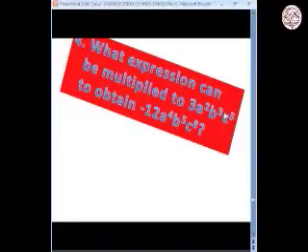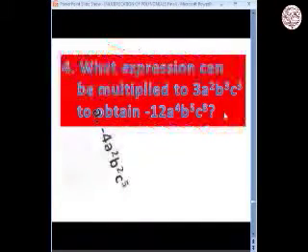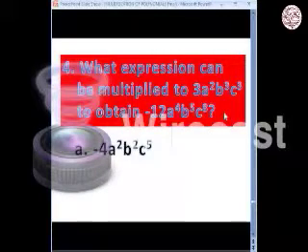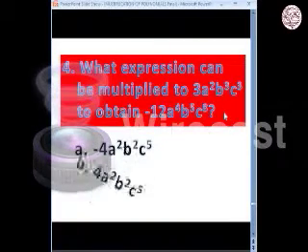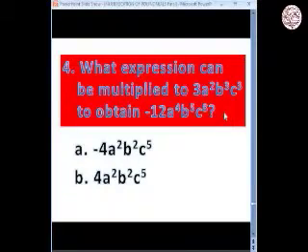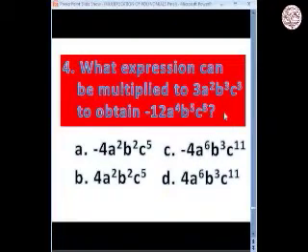Okay, and here you go for number 4. What expression can be multiplied to 3a squared b cubed c cubed to obtain negative 12a raised to 4 b raised to 5 c raised to 8? A, negative 4a squared b squared c raised to 5. B, 4a squared b squared c raised to 5. C, negative 4a raised to 6b cubed c raised to 11. Letter D, 4a raised to 6b cubed c 11.